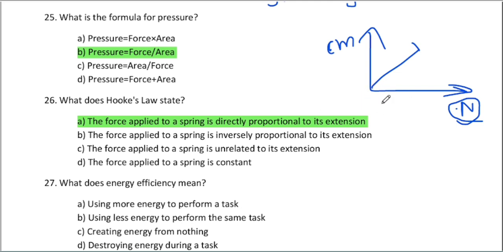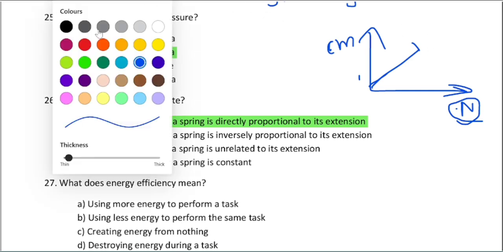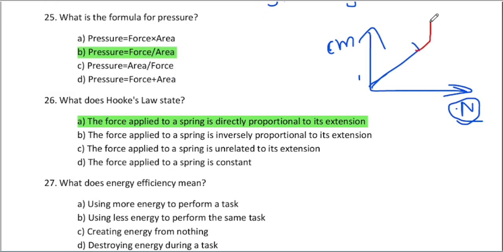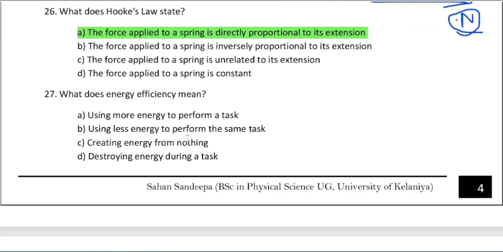It is directly proportional to its extension, right? If you increase the force, extension will increase. If you reduce the force, extension will decrease. And there is an elasticity limit. It is proportional up to some elasticity level, and after this level, the spring will never return to its original length. Could you remember that, right? If you can't remember, you want to study more about springs, right?